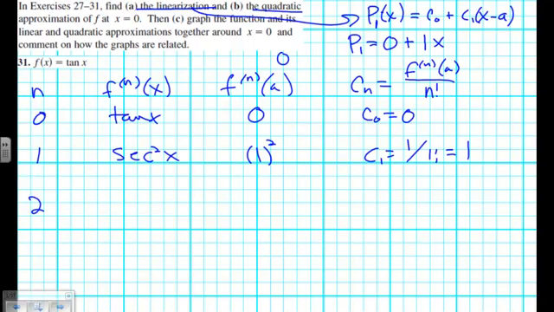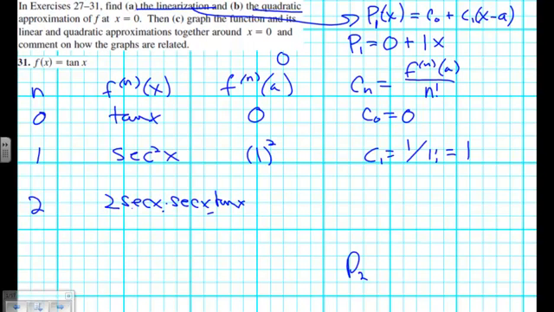which is a fancy way of saying P2. The cubic approximation, P3. So what is the derivative of secant squared? 2 times secant times secant tangent. Is that right? Well, bring the power down, keep the inside the same, multiply by the derivative of the inside. I did that totally wrong. Okay, so this is 2 secant squared tangent.